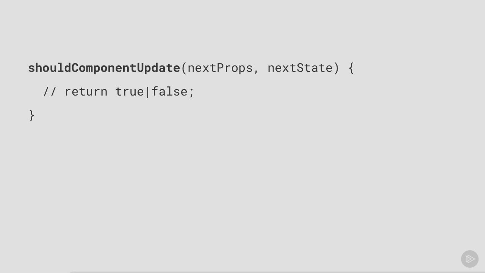Should component update has 2 arguments, the next props and the next state for a current update operation. This lifecycle method is very important because we can actually use it to cancel an update process. Returning false from this lifecycle method tells React to not re-render the component at all. This is very useful for pure components.